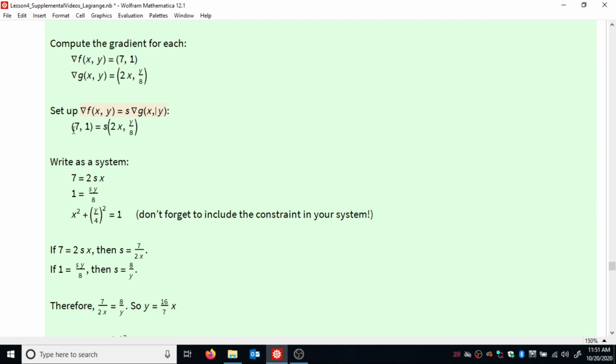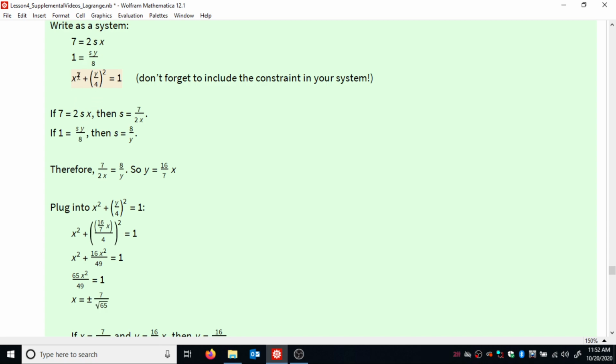So if we thread out this system, if we take out the x coordinates, we get 7 equals 2sx. If we take out the y coordinates of this equation, we get 1 equals sy over 8. And then what you don't want to forget is that the constraint is also part of your system of equations. We only care about this condition being satisfied for points that are on our curve. We only care about the points that are on the hiking trail. So this is part of your system of equations, which is a good thing because if you look here, we have 3 equations and 3 unknowns. And so we've got a pretty good shot of solving this by hand.